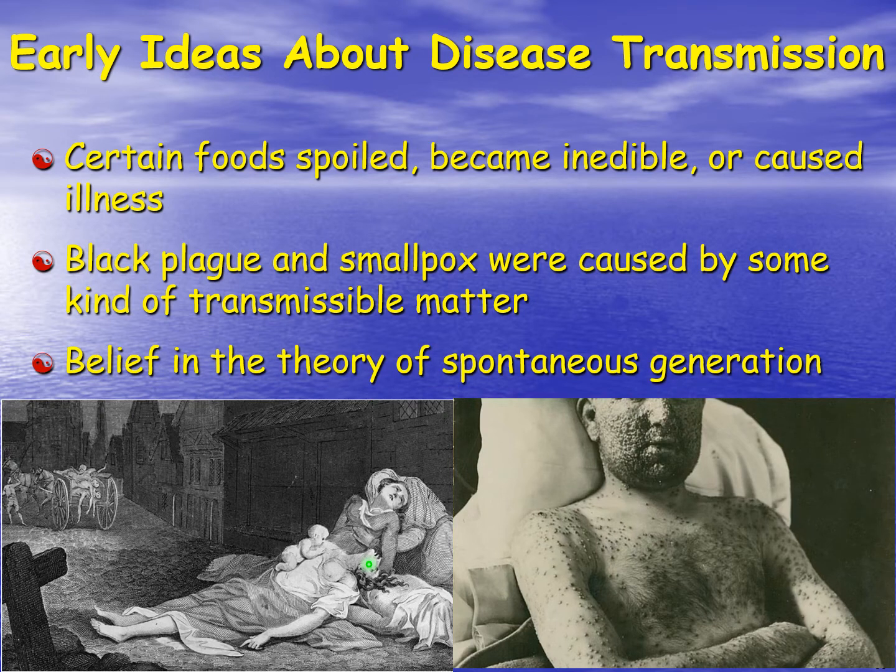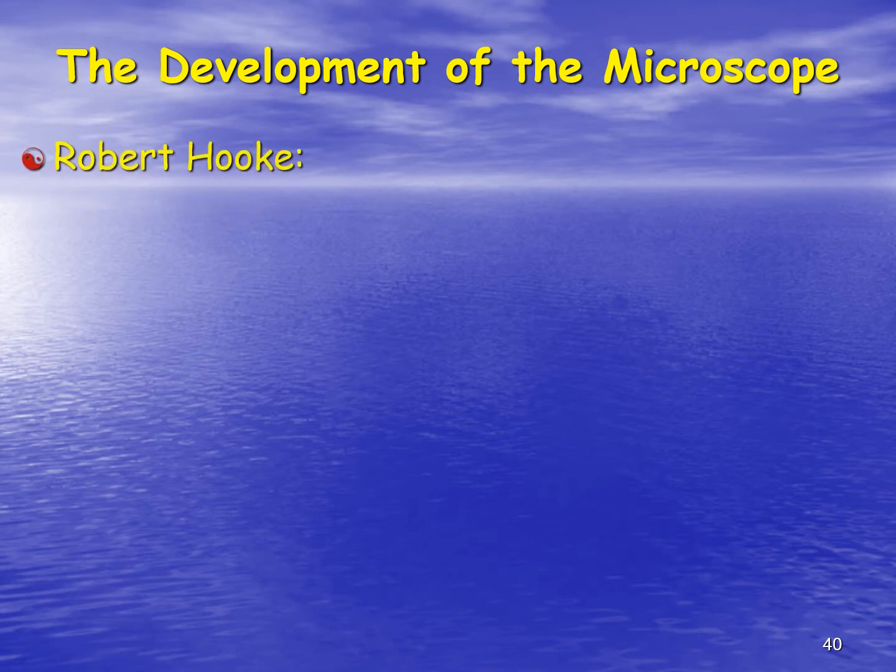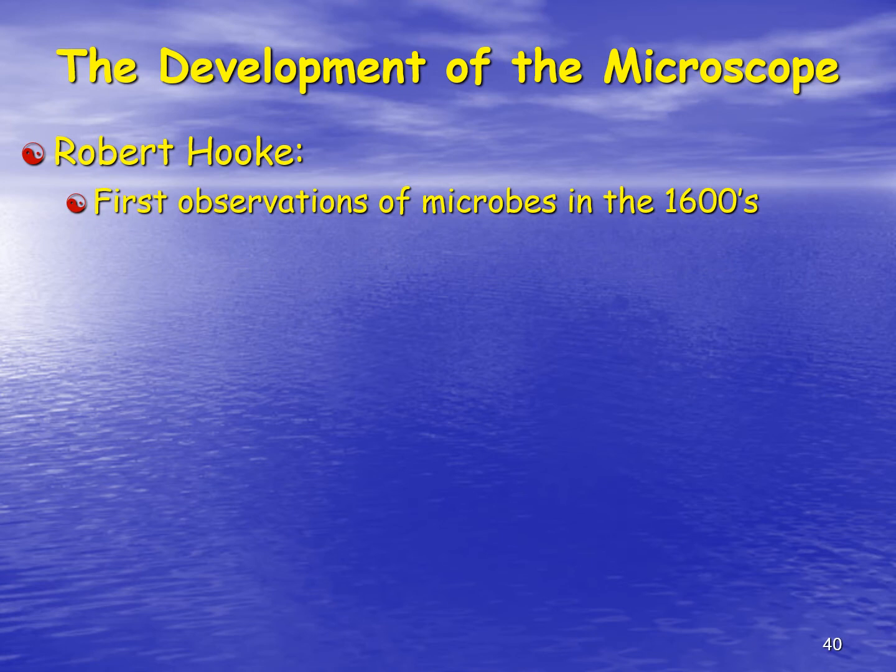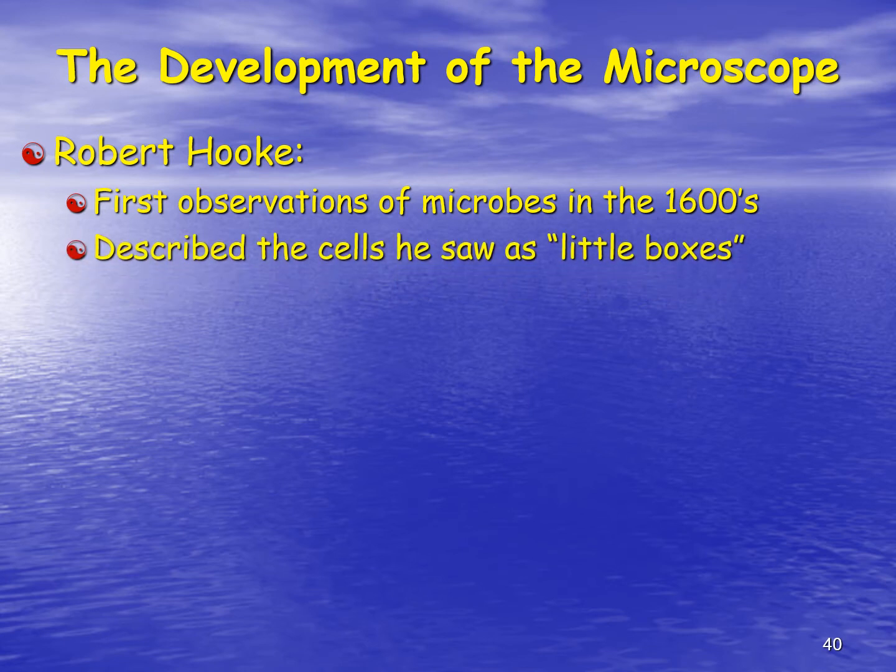And so many of the early individuals in studying disease came to believe in a theory known as spontaneous generation. And what spontaneous generation truly said was that living matter could come from non-living stuff. So, early on, Robert Hooke in the 1600s actually made the first observation of microbes. He was looking under a magnifying glass at plants, and what he described were little boxes. These were actually the cells of the plant.